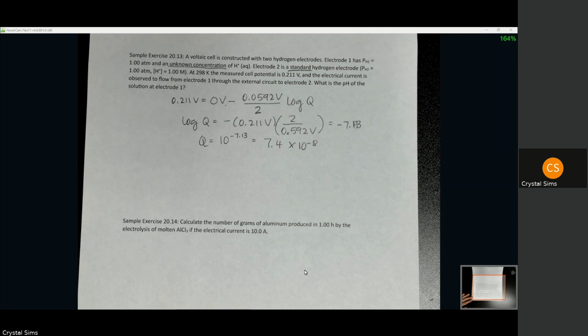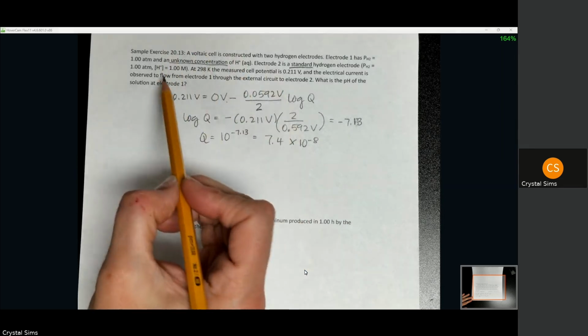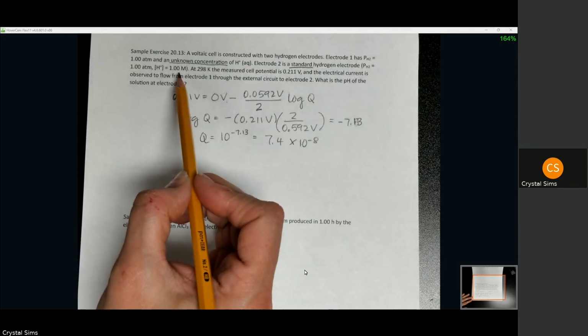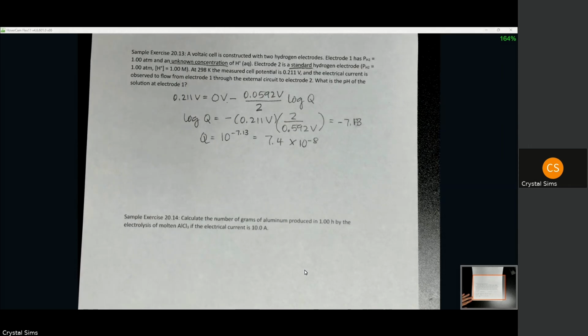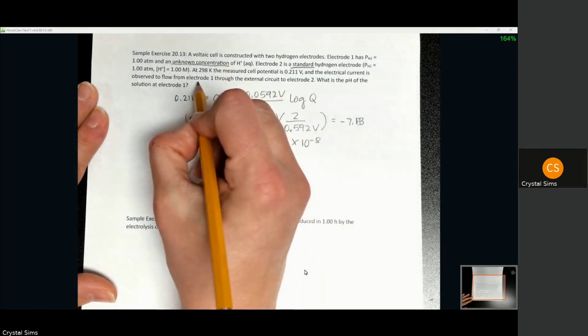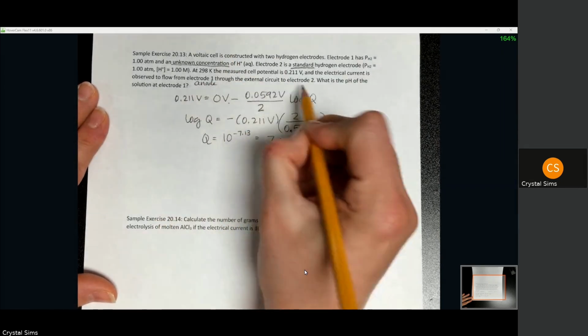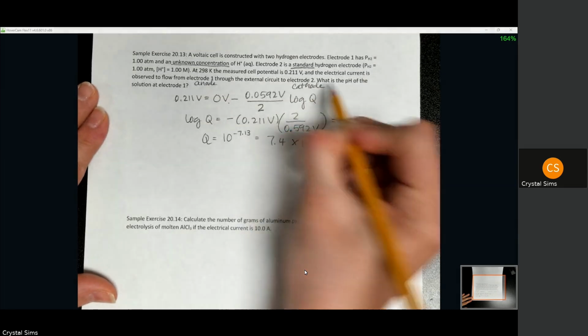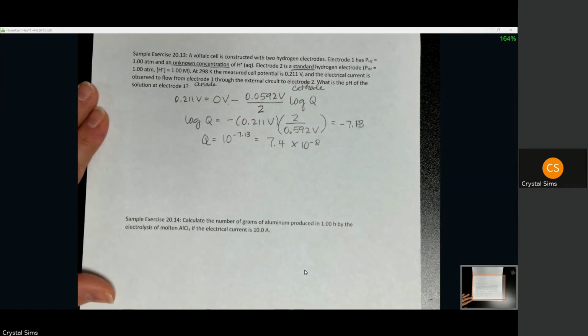Well, we know that one of our hydrogen ion concentrations, the one in the standard, is 1.00 molar, but we need to figure out the other one. So electrons flow from electrode 1 to electrode 2. They told us that in the problem. So then that means electrode 1 has to be the anode. Electrode 2 then would be the cathode, because that's the direction of electron travel.